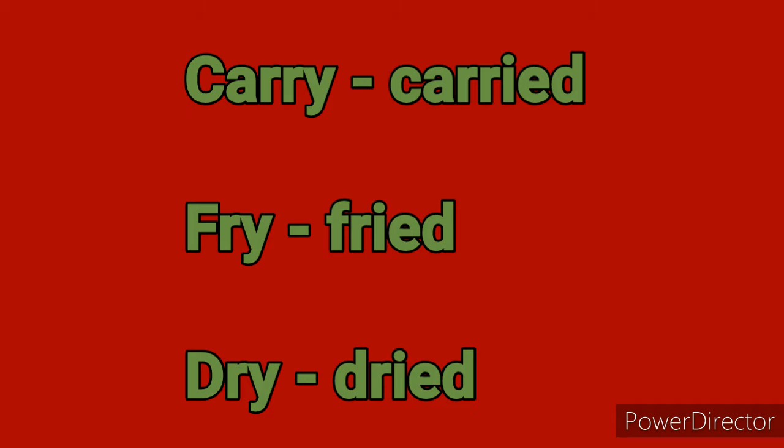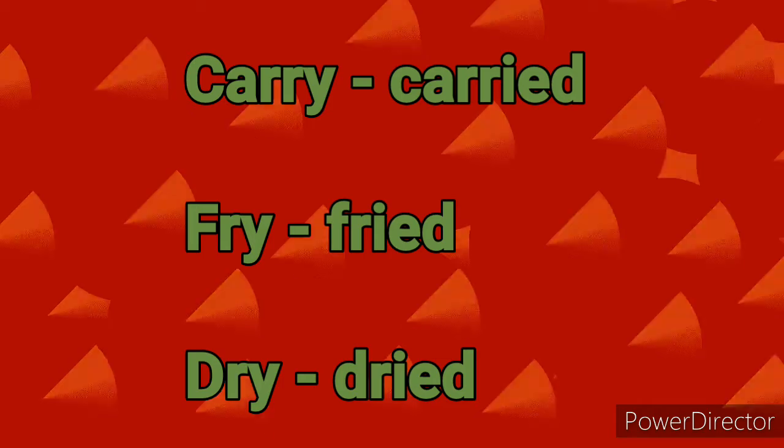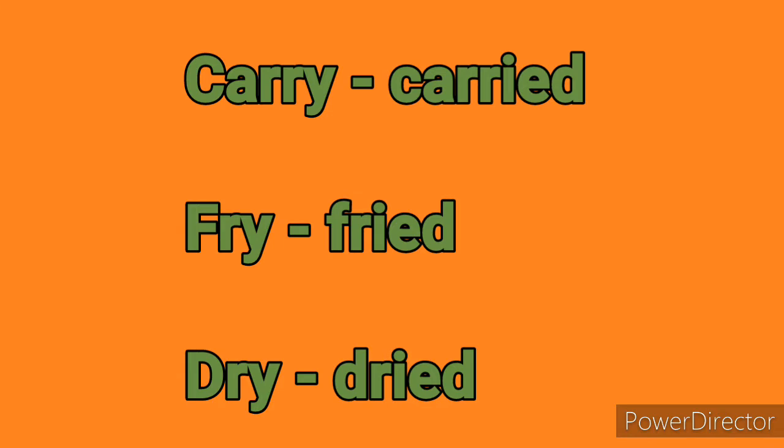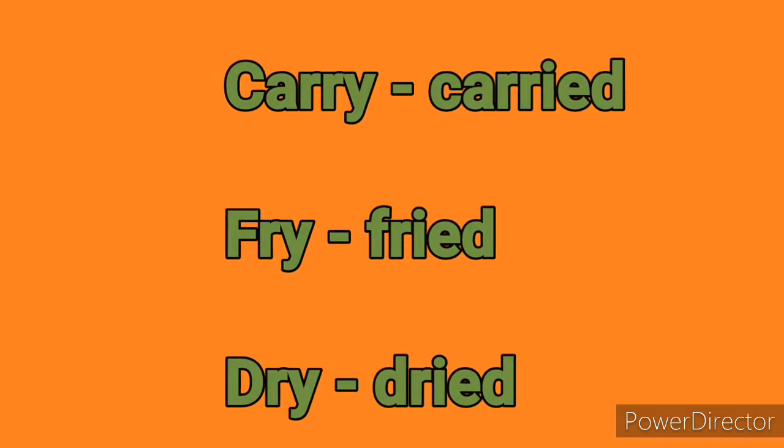C-A-R-R-I-E-D. Carry, carried. Fry, fried. Dry, dried. In such cases, the letter Y changes into I, then we add ed. So, there are some words that end in a consonant plus Y. In such cases, we change Y to I and add ed. Carry, carried, fry, fried, dry, dried. These are the examples.